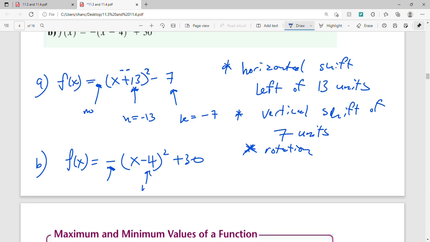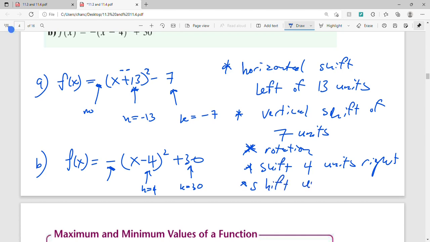The h is positive 4, so that means we're going to shift 4 units right. And this k is 30, that means it's going to shift up our graph 30 units. Again, we have a general idea of what this parabola looks like without even having to graph it.